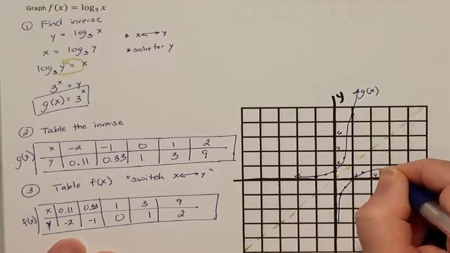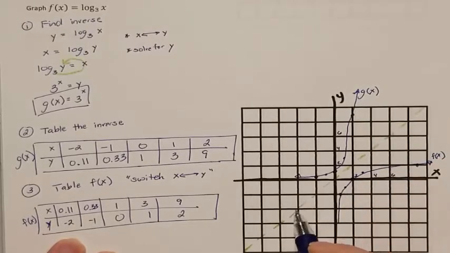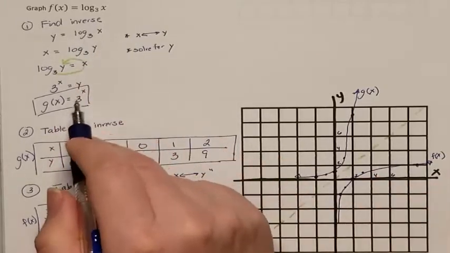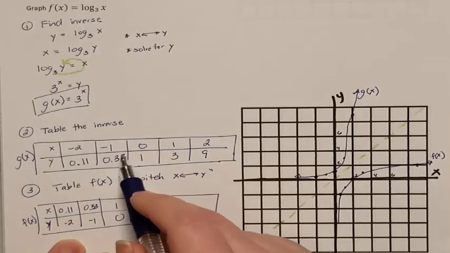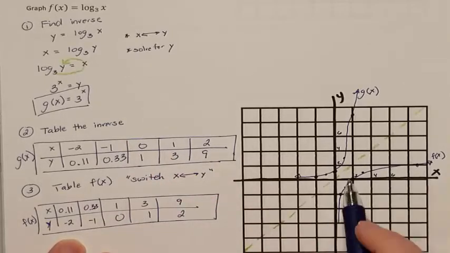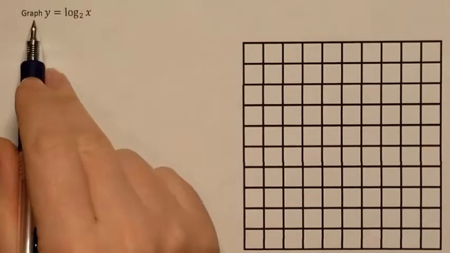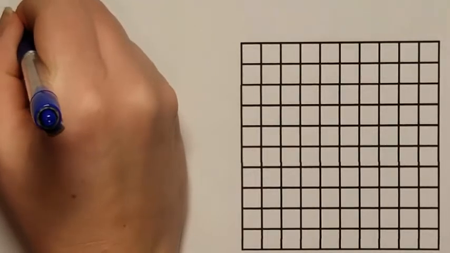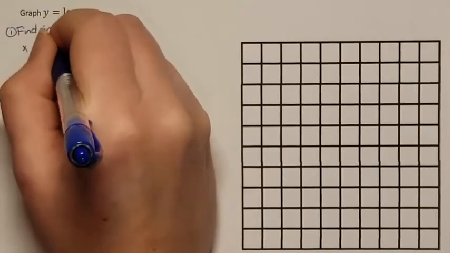So this is my f of x function. I see if I were to fold here, they would all land on each other. So I found the inverse, so I knew a graph to graph. I graphed the table, and then I switched x and y's to find the graph of the actual function. So next problem, I don't know how to graph this. So I'm going to find the inverse first. I need to switch my x's with my y's.